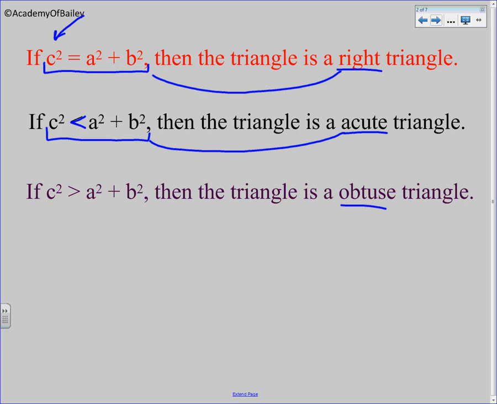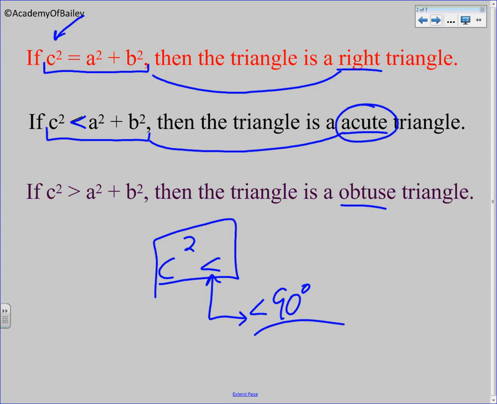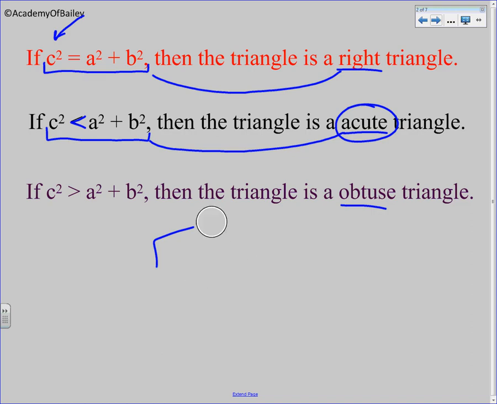And I like to have it like this, c squared on the left, because if we have c squared is less than, well, what type of angles make an acute angle? Angles that are less than 90 degrees, right? So I kind of relate these two together. If c squared is less than, then it's going to be acute. That's the reason why it's helpful to have c squared on the left side.